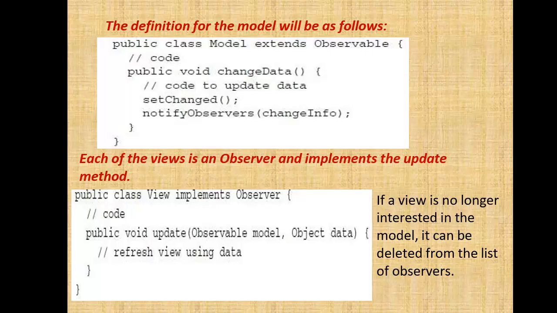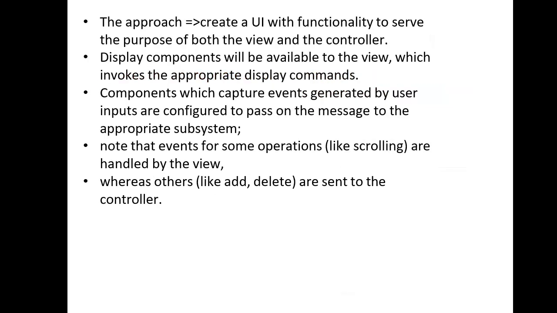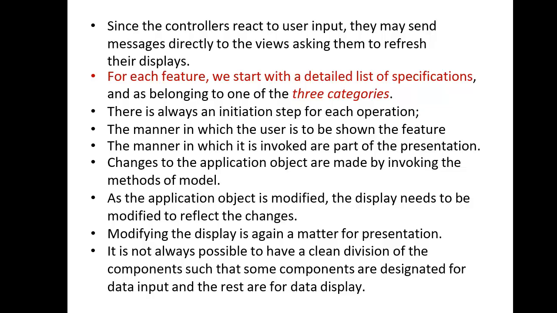So the definition of the model will be as shown here. The model extends Observable. Each view is an observer and implements the update method. If a view is no longer interested in the model, it can be deleted from the list of observers. So, public class View implements Observer. Since the controller reacts to the user inputs, it may send messages directly to the views asking them to refresh their displays.